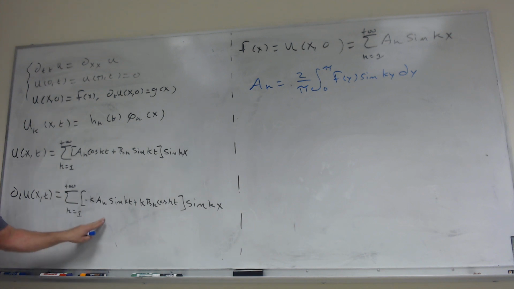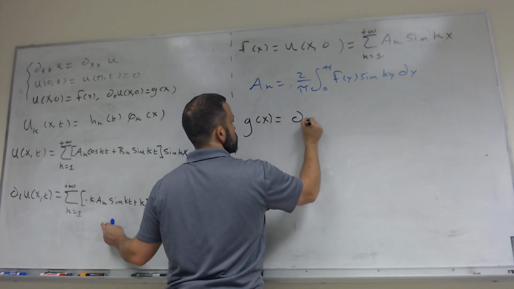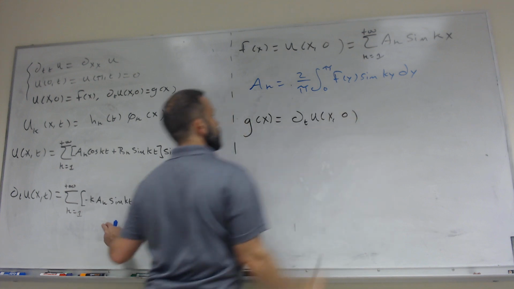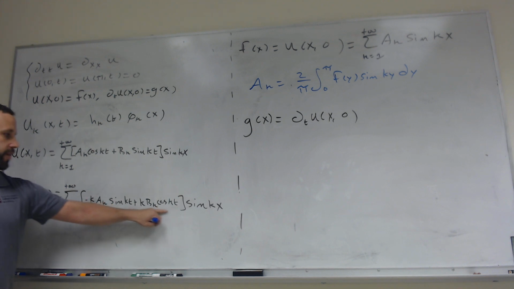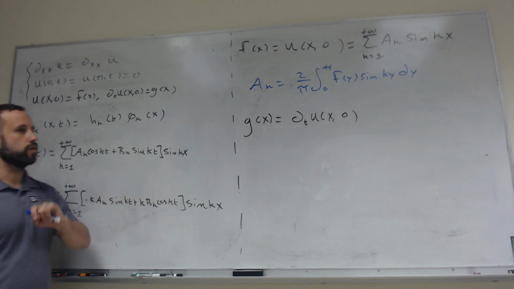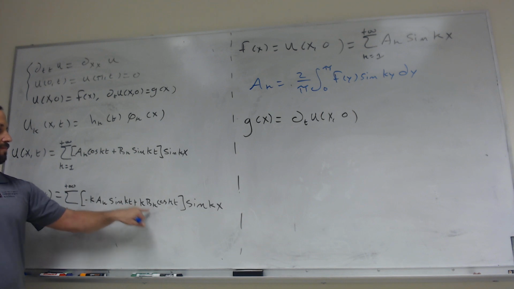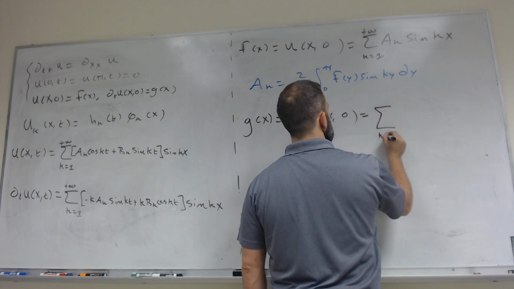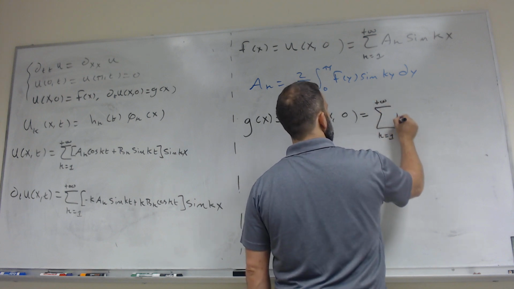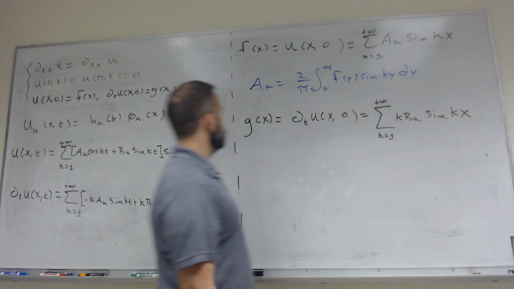Now if I look at my derivative here, g of x is equal to the t derivative of u evaluated at x, 0. And what do we get here? Well, now it's this term that's going to be 0, because when you plug in t equal to 0, you get 0. And the cosine of kt factor will be 1, leaving us just with k bk sine kx. And so this is equal to the sum k equals 1 to infinity k bk sine kx.